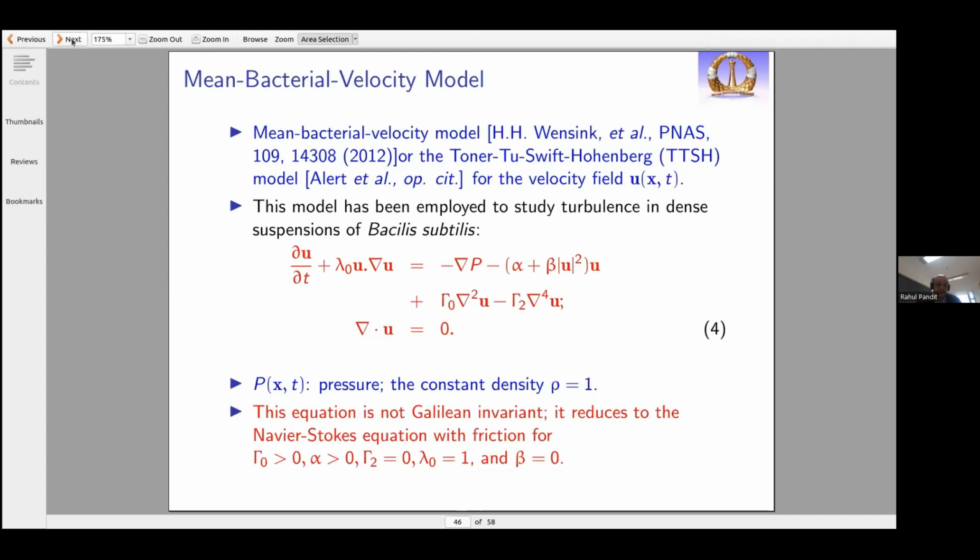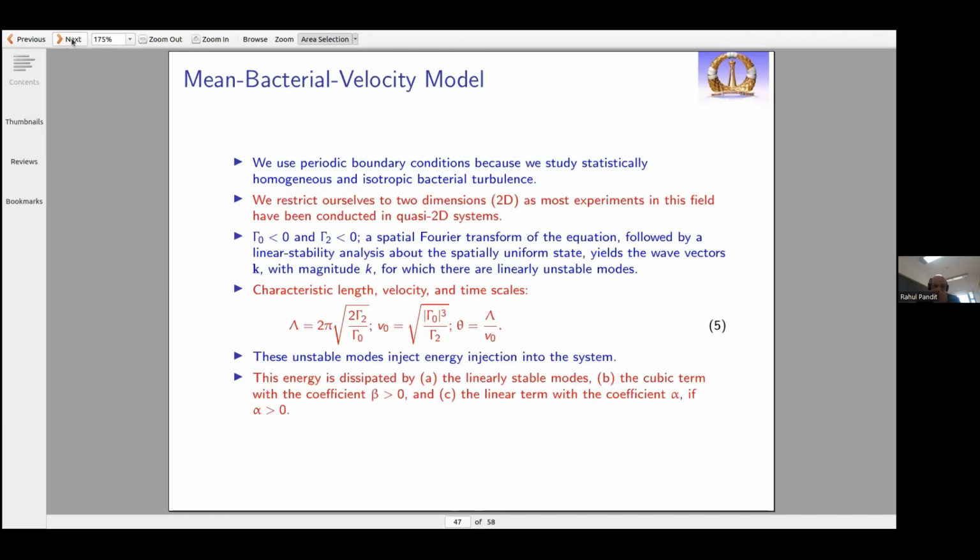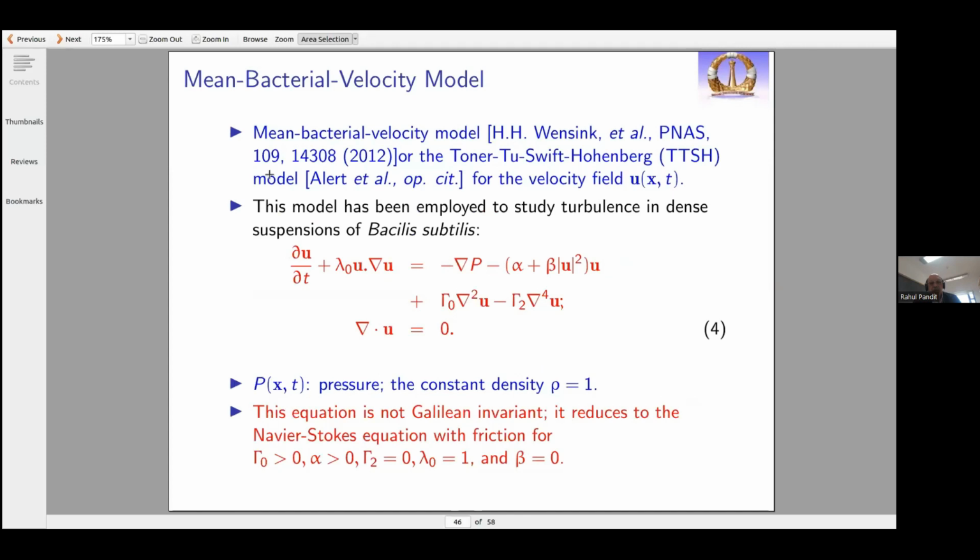Okay, so let's look at the terms a bit. We will use periodic boundary conditions because we want to study statistically homogeneous and isotropic bacterial turbulence. We will also restrict ourselves to 2 dimensions because most of the experiments in this field have been conducted in quasi-2D systems. We will work with gamma naught and gamma 2. These were the coefficients, I remind you, of these terms here, del squared and del 4.